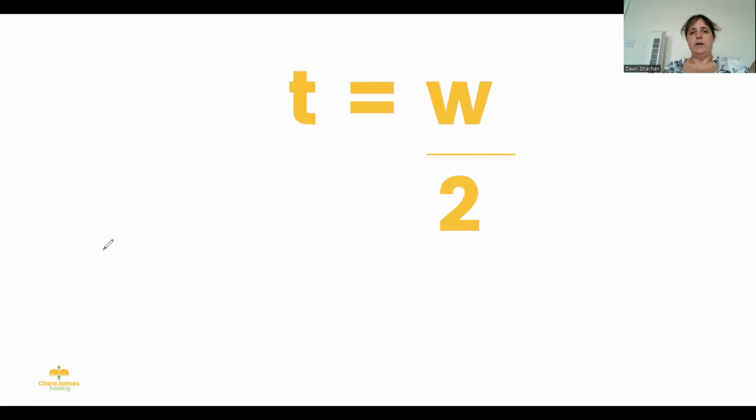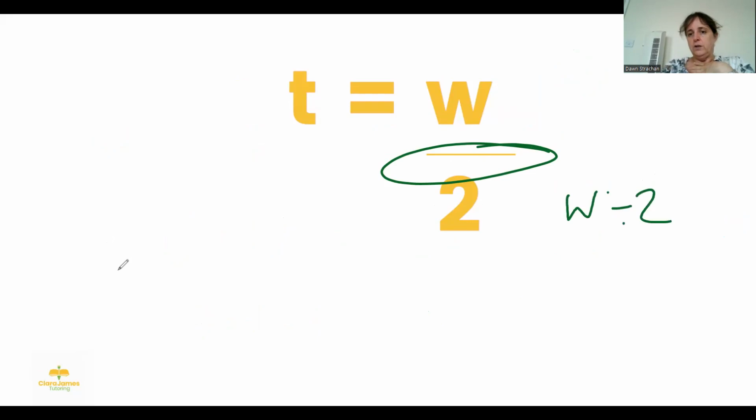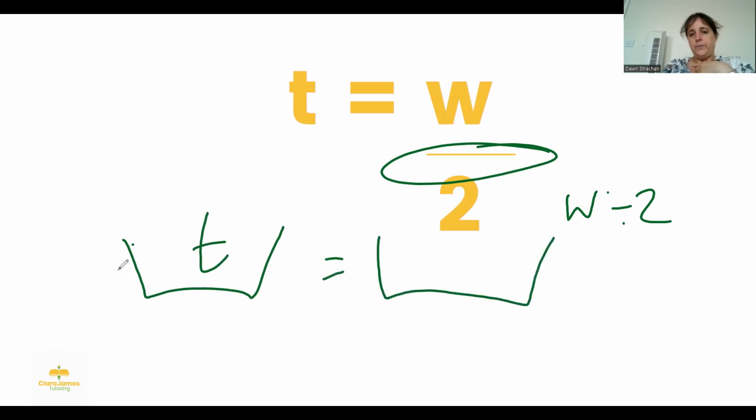This one, we have T equals W over 2. This means W divided by 2. Okay, so at the moment, the W is being divided by 2. So that means in our scales, we've got a T on this side, equals a W divided by 2 on this side.